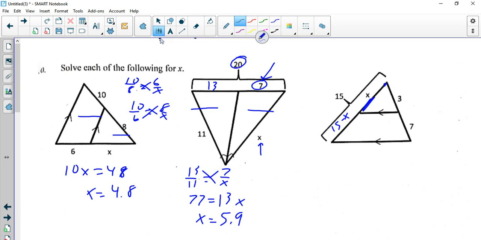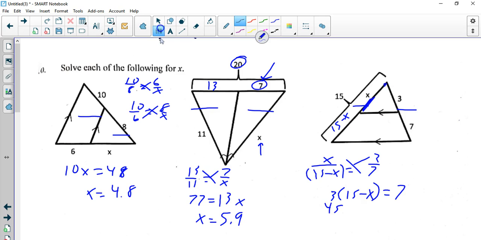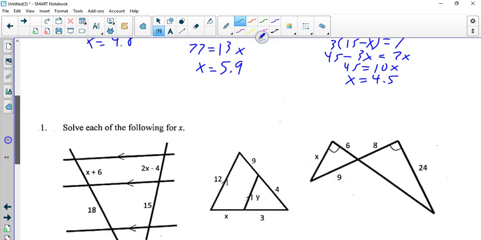And so you can just set up your fractions right here. x over 15 minus x equals 3 over 7. Cross multiply. 3 times 15 minus x equals 7x. So that's 45 minus 3x equals 7x. Add 3x, we get 45 equals 10x, and x is 4.5. Almost there.